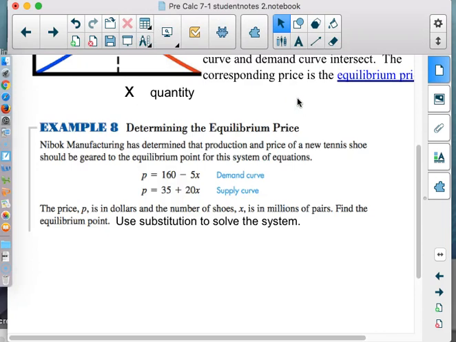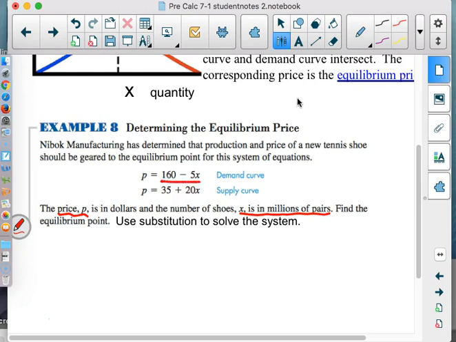Nibok Manufacturing has determined that production and price of a new tennis shoe should be geared to the equilibrium point for this system of equations. P equals 160 minus 5x is your demand curve, and then P equals 35 plus 20x is a supply curve. The price P is in dollars, and the number of shoes X is in millions of pairs. Now, that's important because we're going to need some labels later when we get going on this. So it says find the equilibrium point, and they want us to use substitution to solve the system, which is great because that's going to happen really easily.